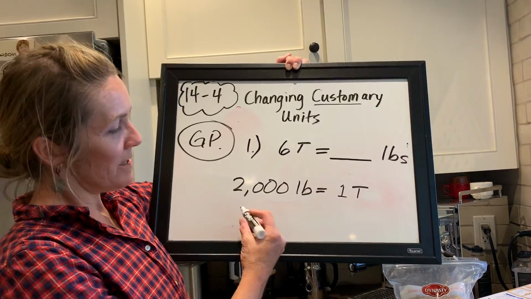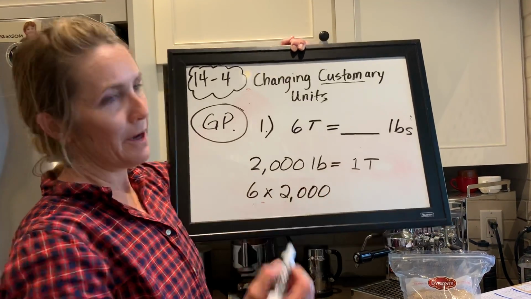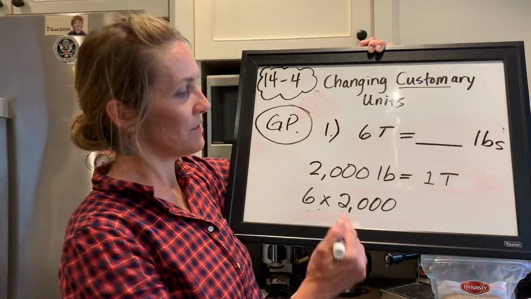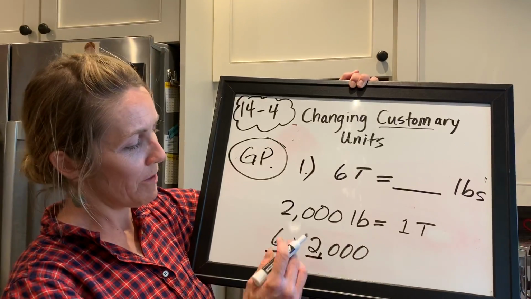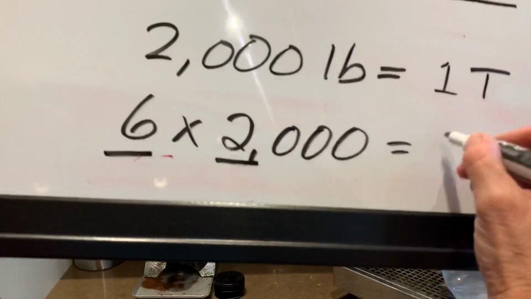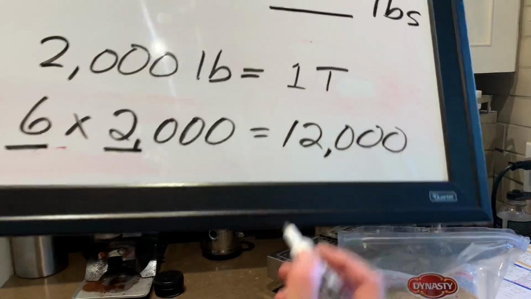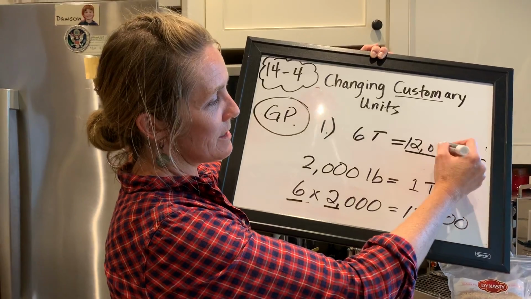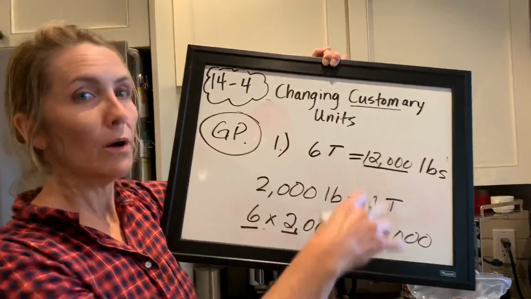So it is 6 times 2,000. Now, this takes us all the way back to the beginning of the book, and I love this so much. You're going to use the powers of zeros here. So we're going to underline what we call basic facts. So 6 times 2, 12. Excellent. How many zeros? 1, 2, 3. Okay. So the answer to this problem is 6 tons is equal to 12,000 pounds. So that's one way to do it.